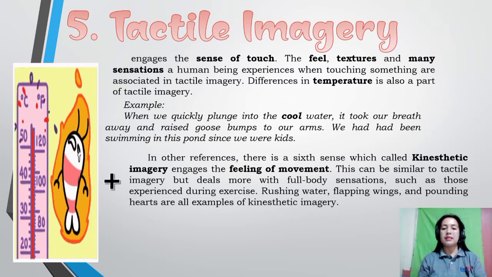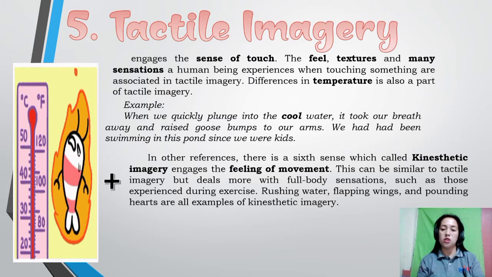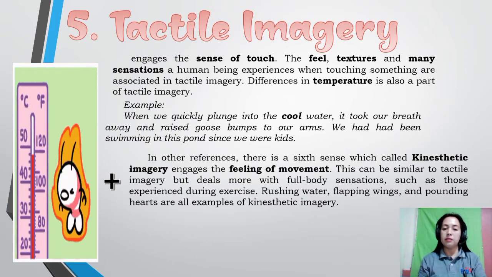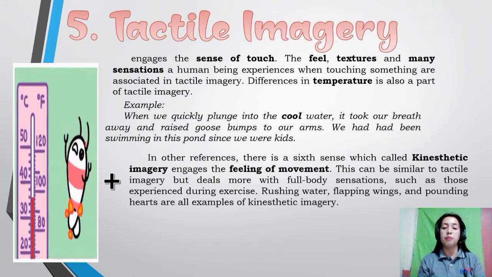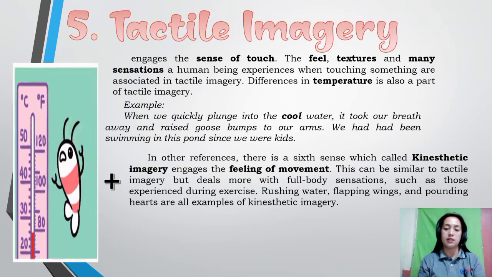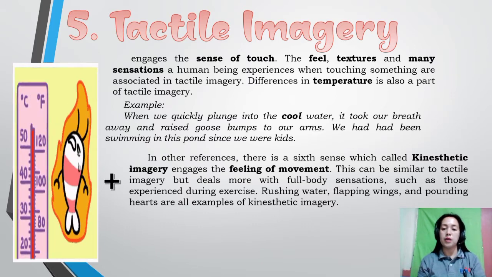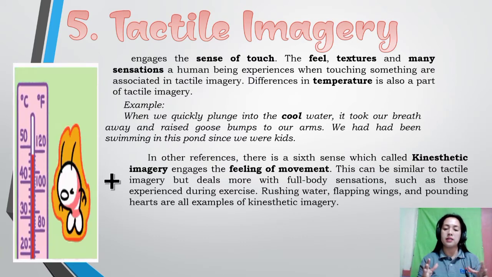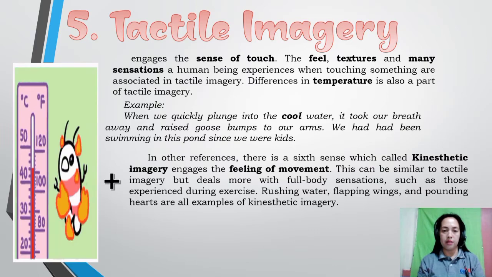In other references, there is a sixth sense which is called kinesthetic imagery, which engages the feeling of movement. This can be similar to tactile imagery but deals more with full body sensation, such as those experienced during exercise. Example, rushing water, flapping wings, and pounding hearts are all examples of kinesthetic imagery. And you are moving, right? For example, your heart throbs because of cardio exercises, so they belong to this imagery.